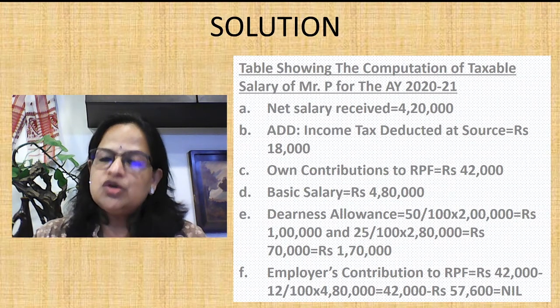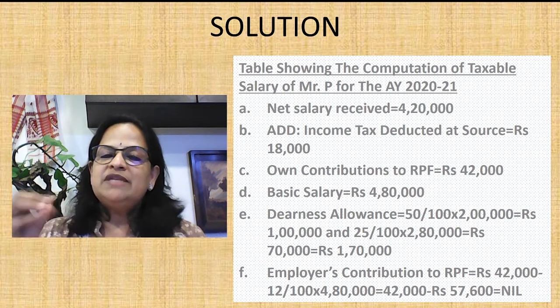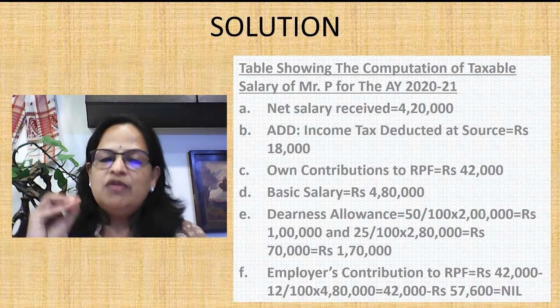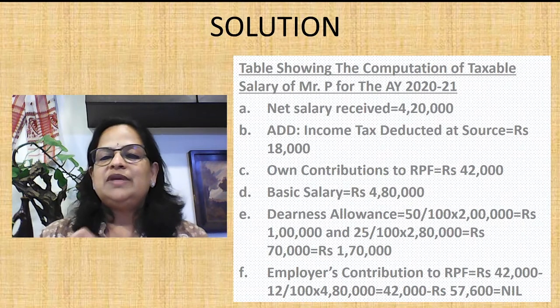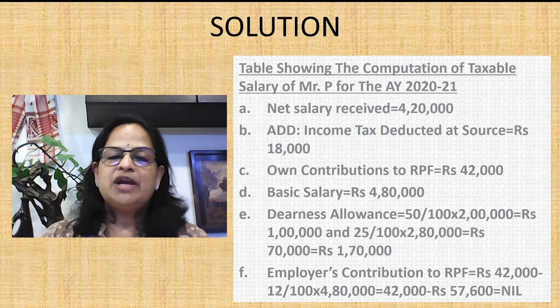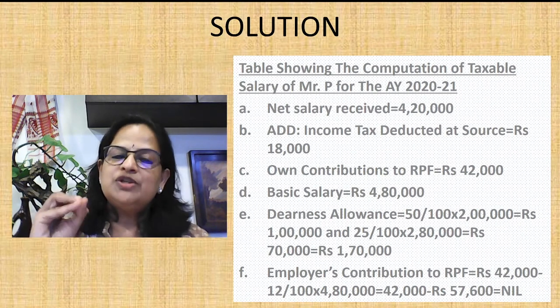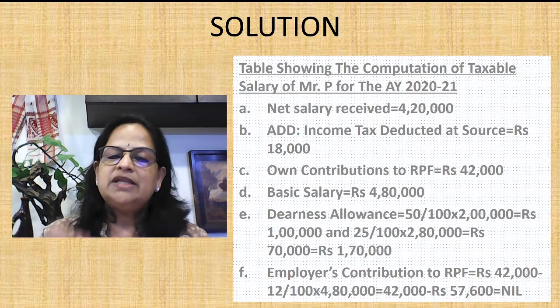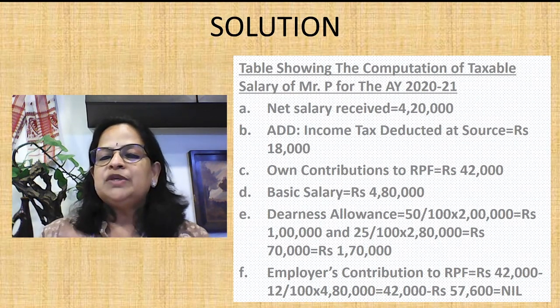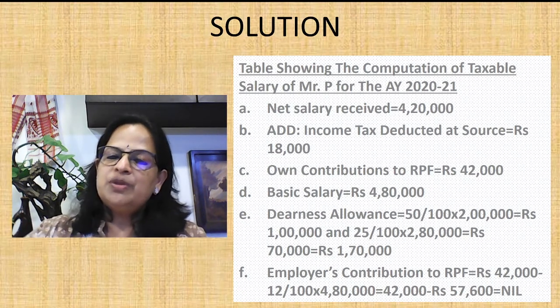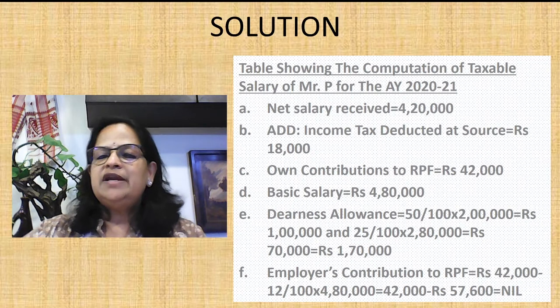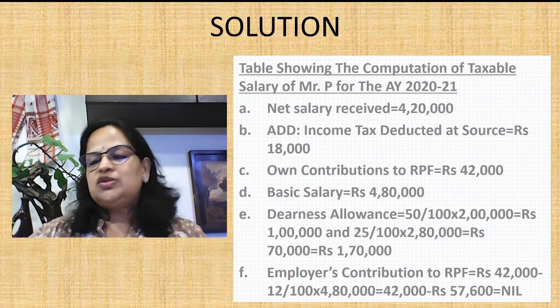Now employer's contribution to RPF. It is given as 42,000. So you have to calculate what will be 12%. Here DA is not entering into retirement benefits, so RPF contribution will be on the salary. 4,80,000 into 12 by 100, so it is 57,600. The employer can contribute up to 57,600, but he has given only 42,000. So not taxable.